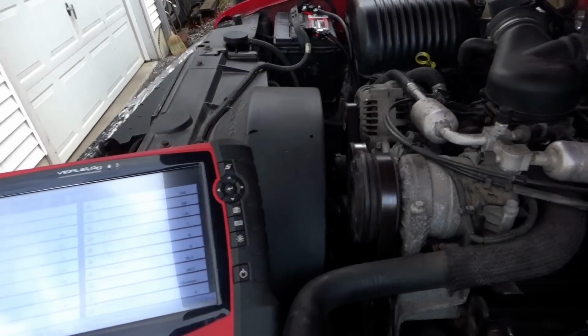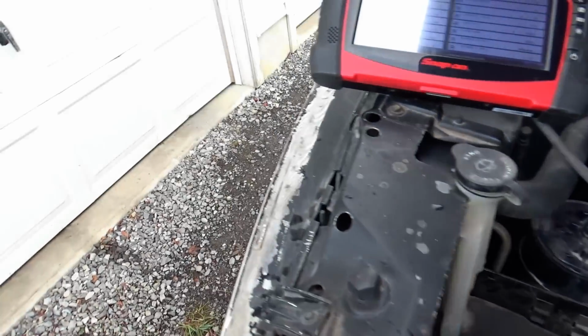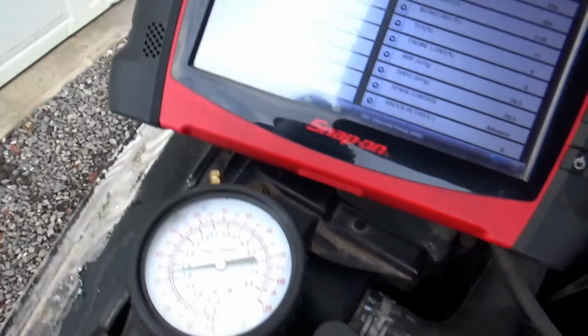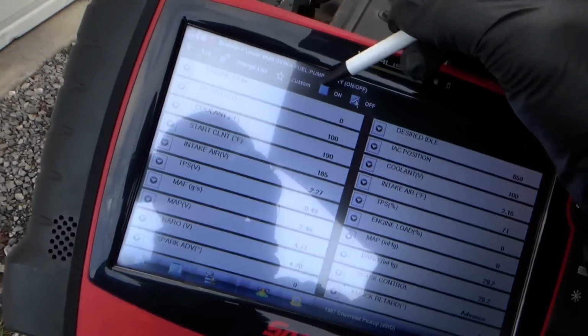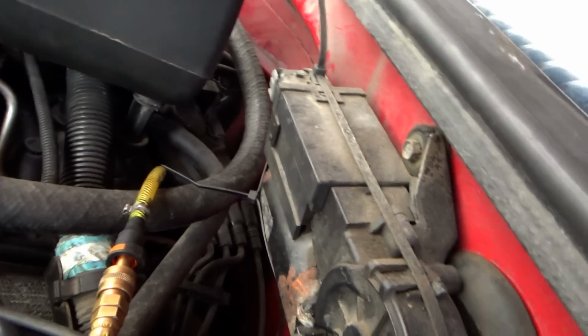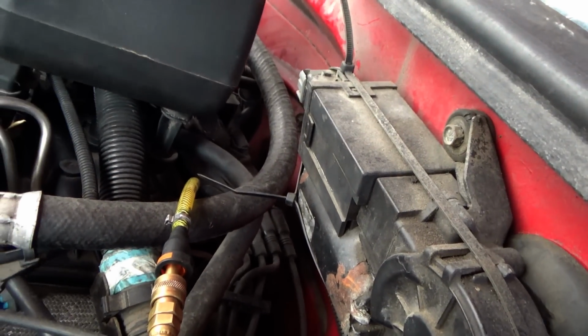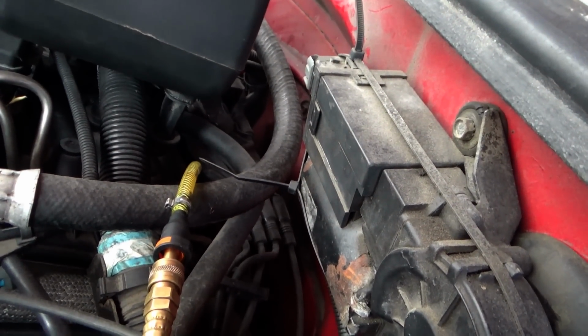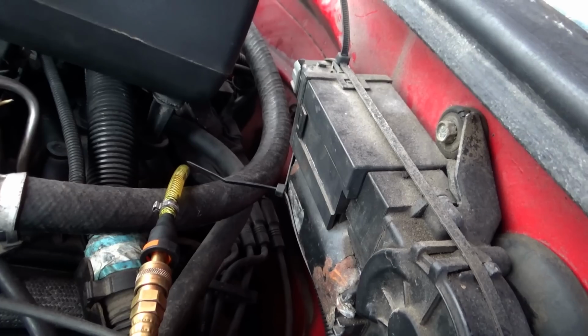Alright, we're going to energize the fuel pump relay while looking at our gauge. So bidirectional control right here, on, off. What I don't like is I don't hear any fuel going through the rail. On.